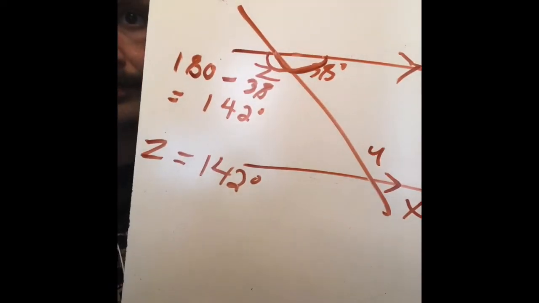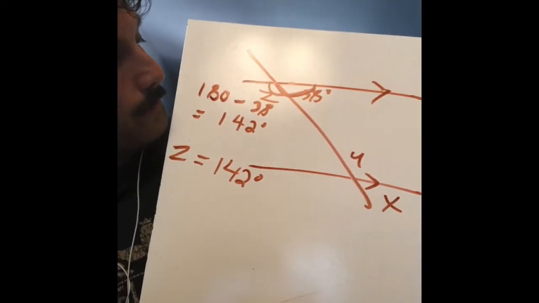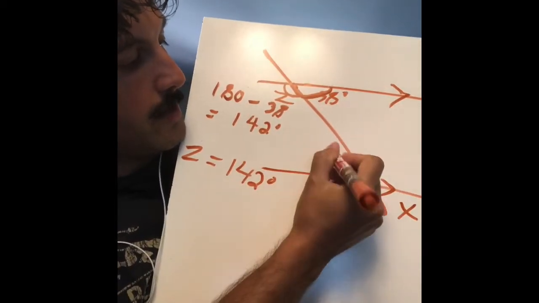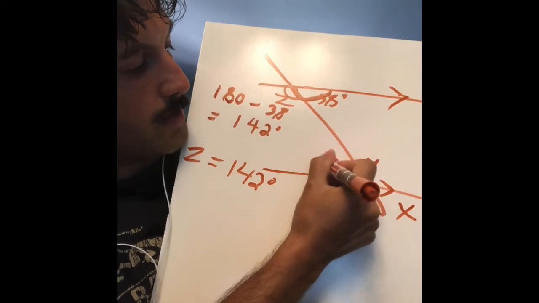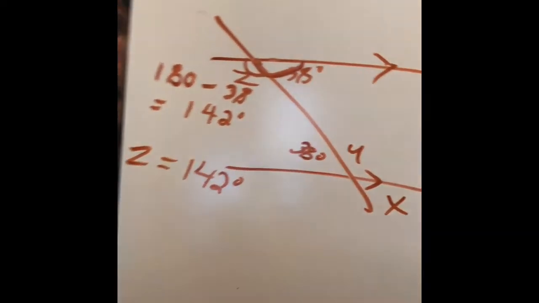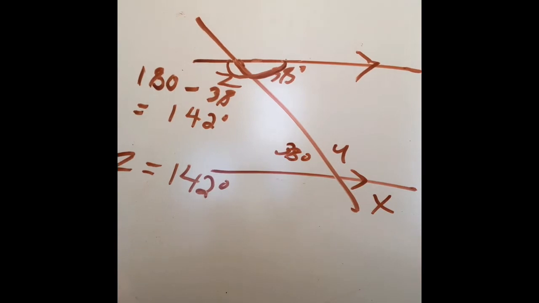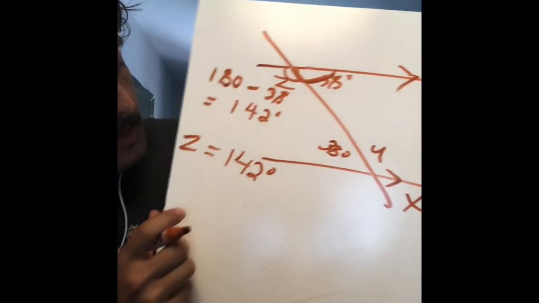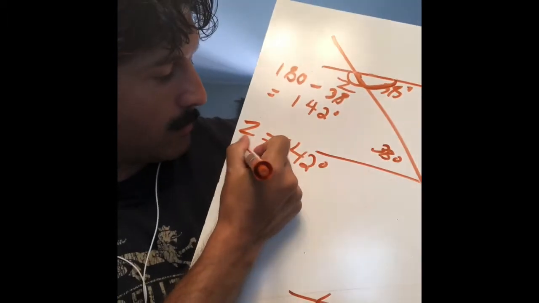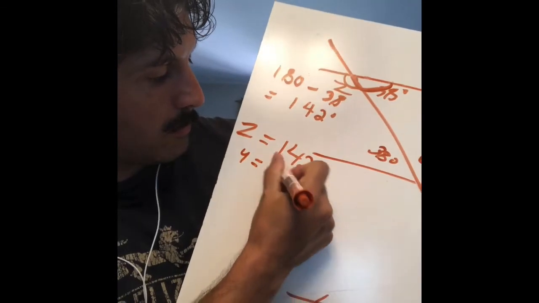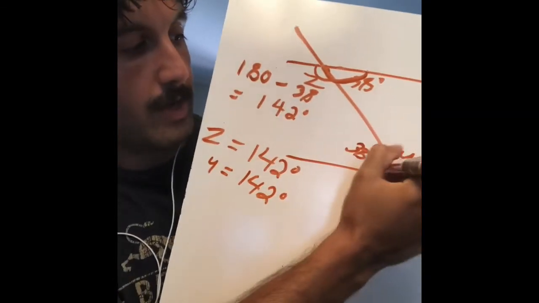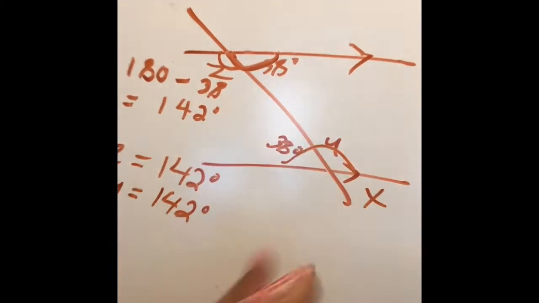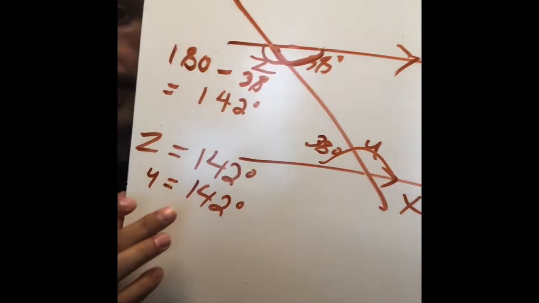Now, if we did a Z pattern, you got a Z pattern right here, down and here. So that makes this 38 degrees with the Z pattern. So again, 38 degrees, and that makes y have to equal 142, because it's a straight line. So you have a straight line right there, and so you got another 142 degrees.